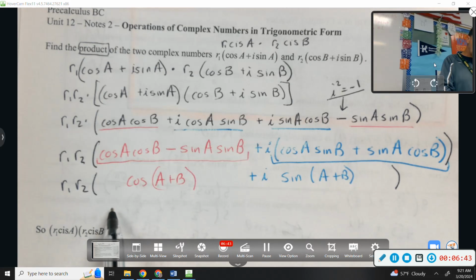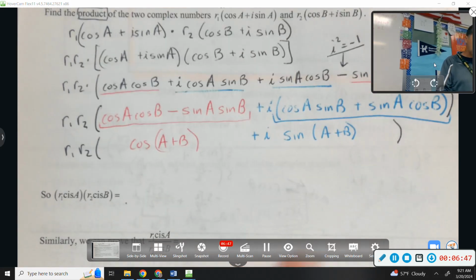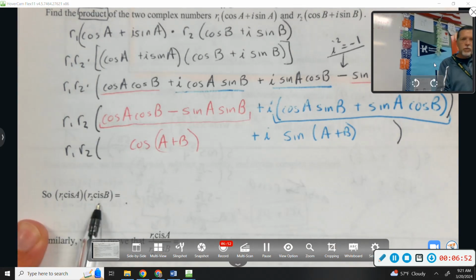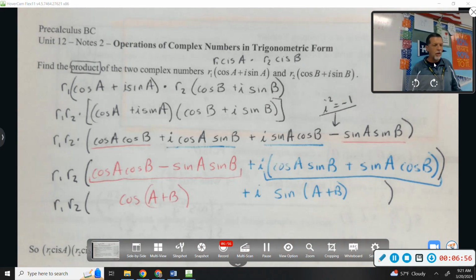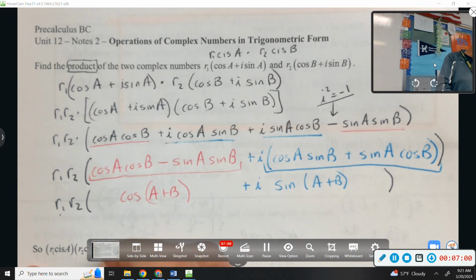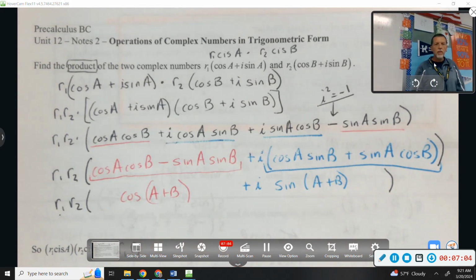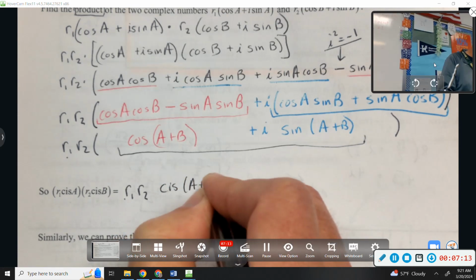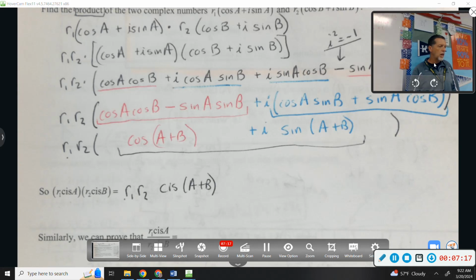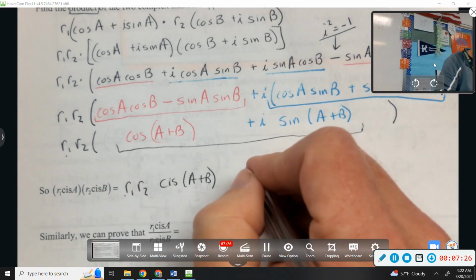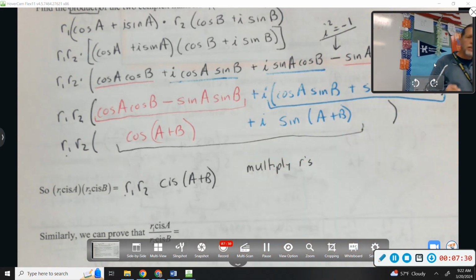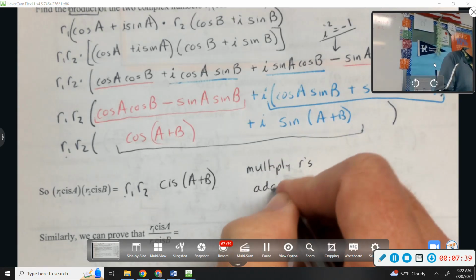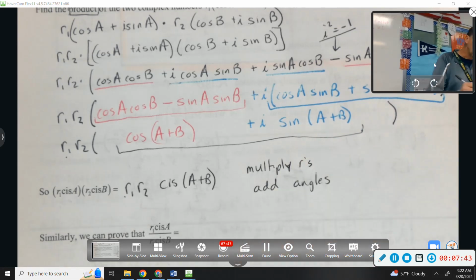Okay, so we're going to skip ahead to this next line here. Again, what we started with was r1 cis A times r2 cis B. That's what this long process we're working through was about. So the answer is r1 times r2. That's the easy part. Multiply the r's. But look what's left. Cis of A plus B. Which is kind of wild: if you multiply r1 cis A times r2 cis B, we multiply the r's. Okay, that makes sense. This is a multiplication problem. But we add the angles. That's kind of weird that it works out that way. Multiply the r's and add the angles.